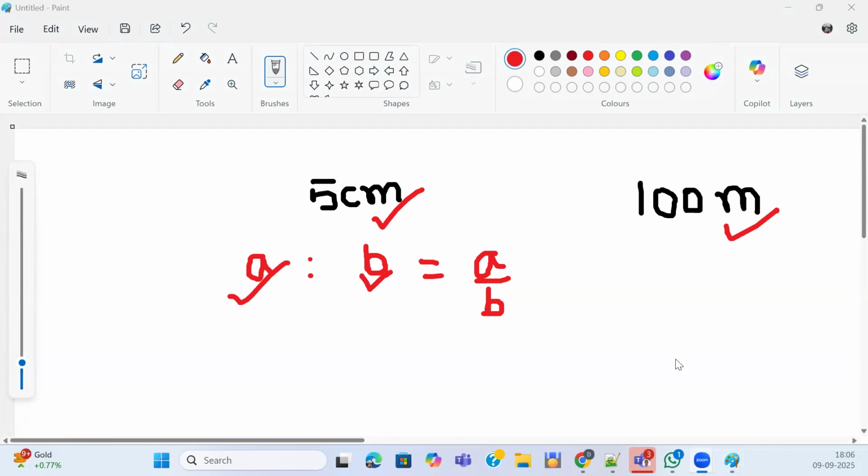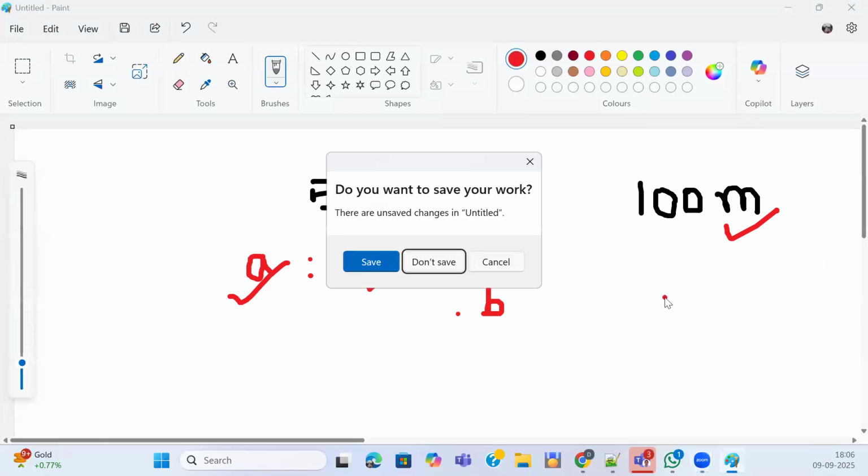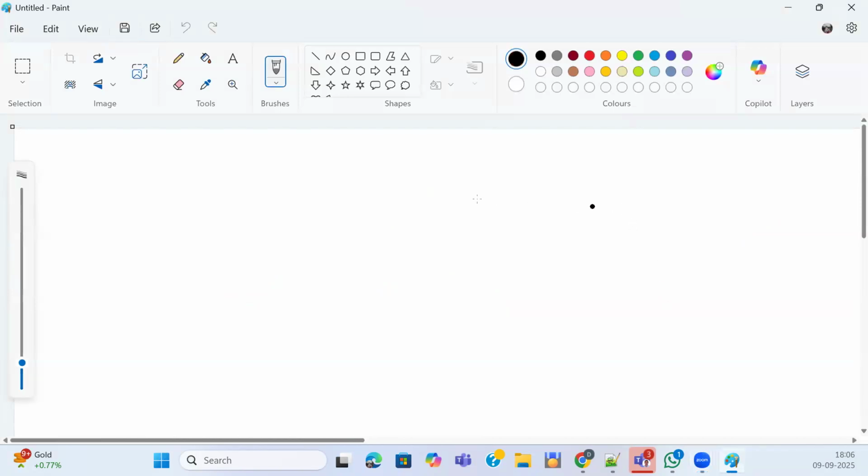Understood, everyone? Okay, we'll move to the next point. So what else did we discuss yesterday? We discussed how to compare two ratios, or how to make them into the simplest form. For that, it is nothing but like simplifying fractions.